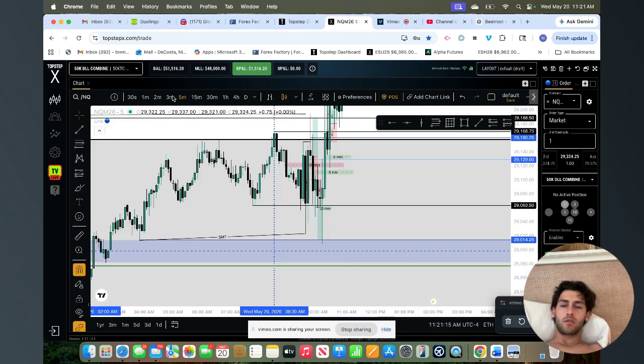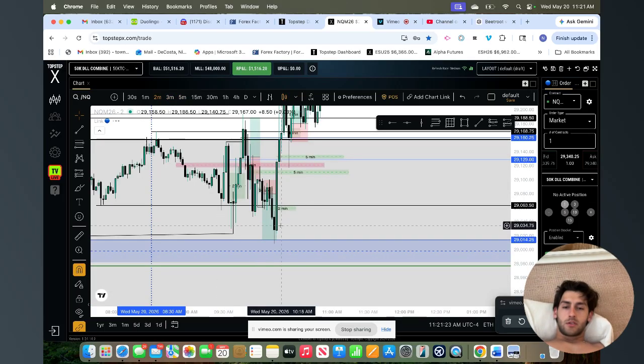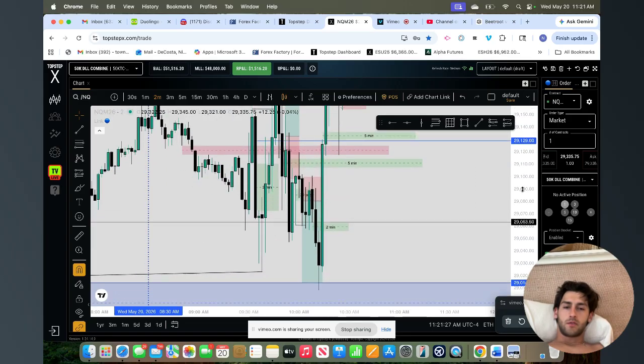But I'm on the eval, so it doesn't matter as much to me. If I was an XFA, I would have been a little bit more picky. So let's just break down what I saw. After I saw that SMT, what did I do? I was looking on the lower time frame, waiting for an inverse fair value gap.